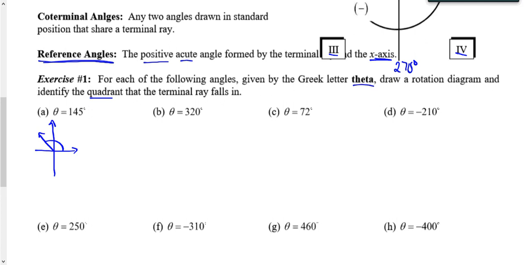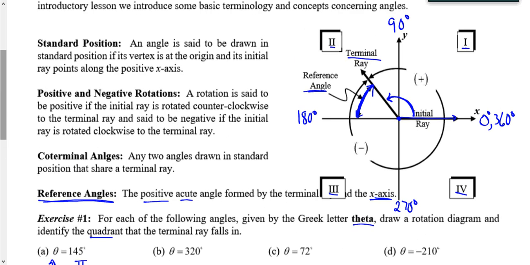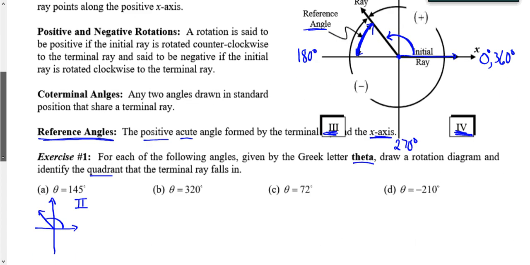And what quadrant does that fall in? The terminal side. Which quadrant? 1, 2, 3, or 4? Oh, 2. Quadrant 2, right? Just 2. Remember, the angle starts here. This is quadrant 1. This is quadrant 2. This is 3, and that's 4. They want to know where the angle's terminal side is, what quadrant, not the initial side.